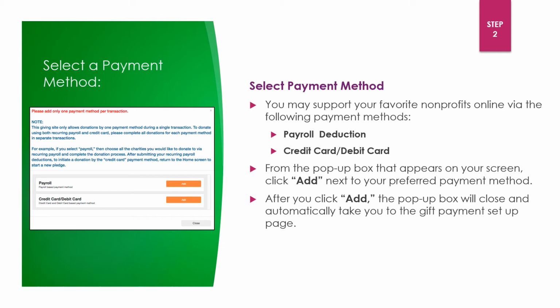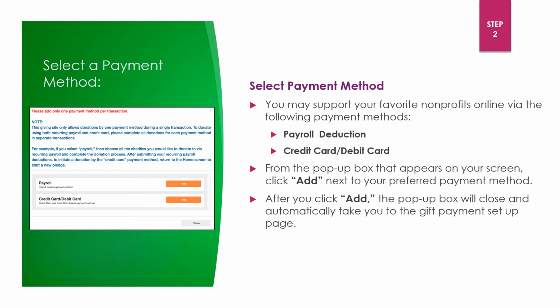To donate using both recurring payroll and credit card, please complete all donations for each payment method in separate transactions. For example, if you select payroll, then choose all the charities you would like to donate to via recurring payroll and complete the donation process.